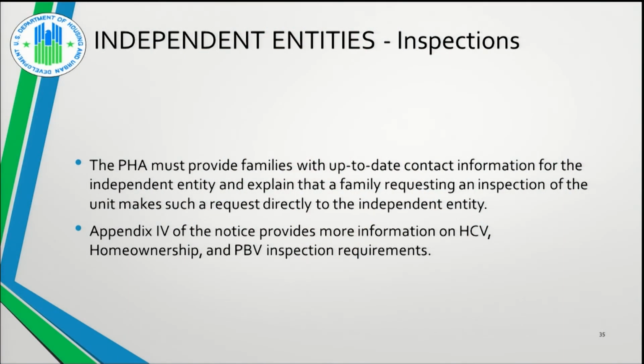Okay, now let's get into inspections. The two points that I wanted to make on inspections and independent entities is that the PHA must provide families with up-to-date contact information for the independent entity and explain that a family requesting an inspection of the unit makes such a request directly to the independent entity, not the PHA. Appendix 4 of the notice provides more information on housing choice voucher, homeownership, and PVV inspection requirements.